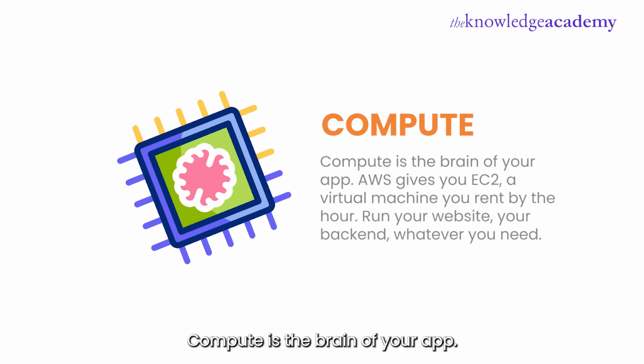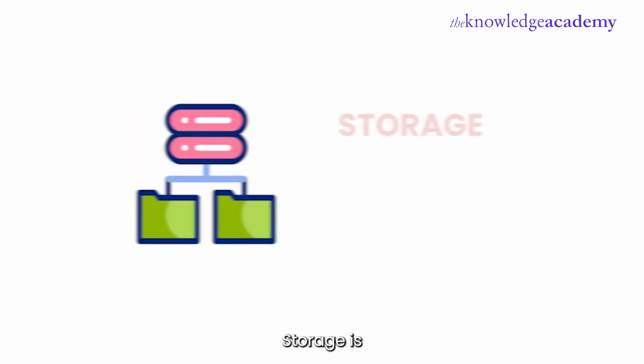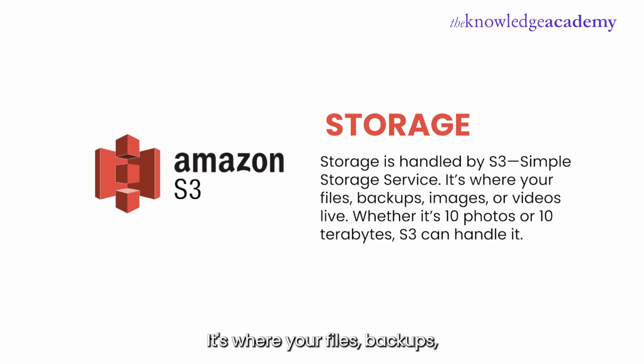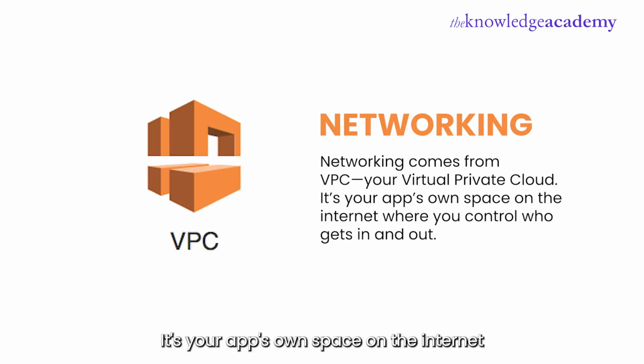Compute is the brain of your app. AWS gives you EC2, a virtual machine you rent by the hour. Run your website, your backend, whatever you need. Storage is handled by S3, Simple Storage Service. It's where your files, backups, images or videos live. Whether it's 10 photos or 10 terabytes, S3 can handle it. Networking comes from VPC, your virtual private cloud. It's your app's own space on the internet, where you control who gets in and out.